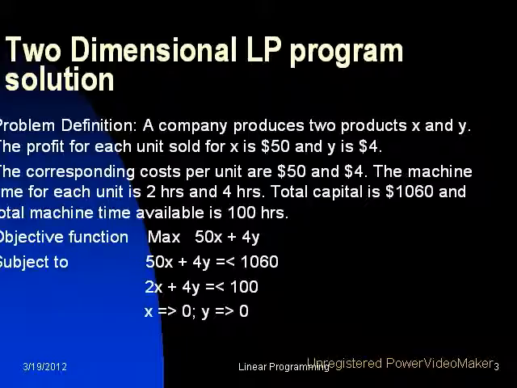This slide shows an example of how to set up a linear programming, and this is a simple linear programming example in 2 dimensions. X and Y are the two products to be produced by a company with the given data. The objective function which is to be maximized is the total profit and is given by 50x plus 4y. But there are some limitations.